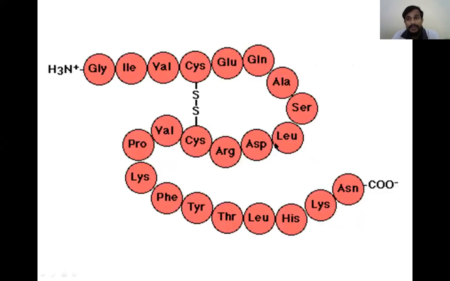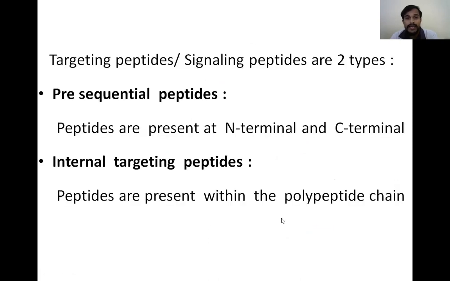If the signaling peptide is present somewhere in between the polypeptide chain, suppose these 3 amino acids or these 4 amino acids are the signaling peptide, then it is known as internal targeting peptides. So that is a small difference. But in both cases, this targeting peptide or signaling peptide will guide the protein for its translocation into the different organelle.